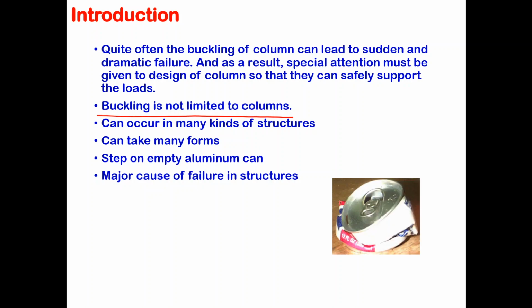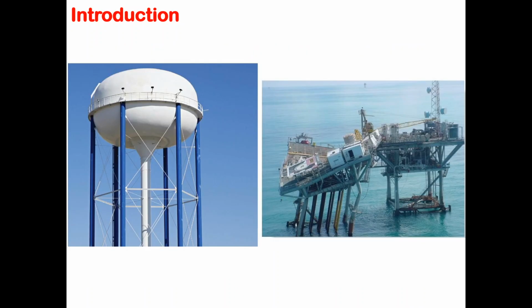We have an example of a can that is stepped on and failed. So you can see that it has failed. It starts failing with the buckling, of course. Let's say this is your aluminum can. If you step on it, it will start doing something like this. It is actually shell buckling, so it will be something like this. And then the structure will fail.